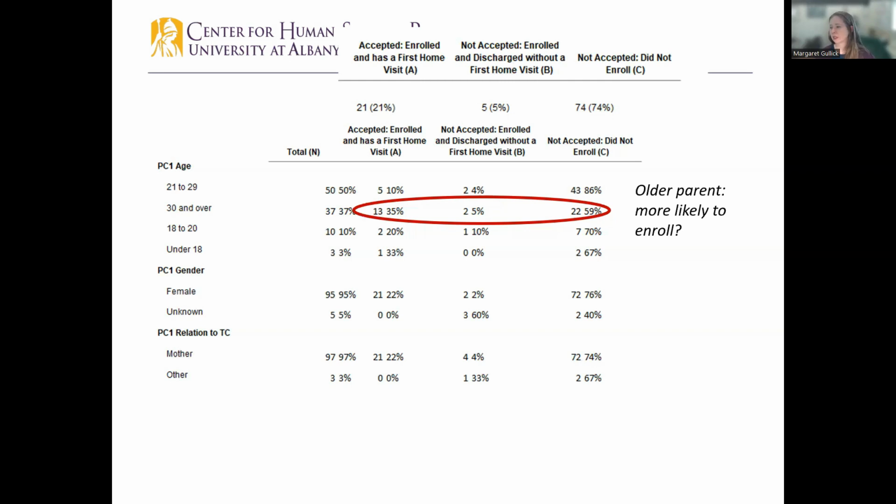Gender, no big differences, mostly because almost everyone's female. So our percentages are really skewed from the start. Almost everyone's female, almost all PC1s are moms. So for the most part, there aren't going to be huge differences here that are worth making a plan around, because our demographics are so skewed from the start. But it's still good to take a look at a review and make sure it's like, nope, this is still in line with what I expect.